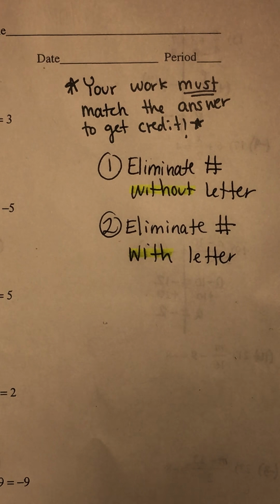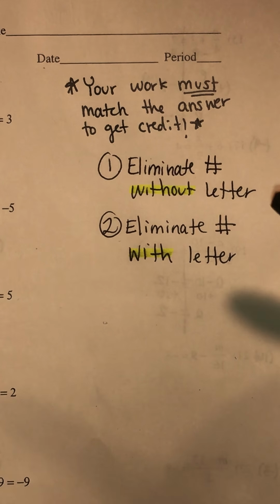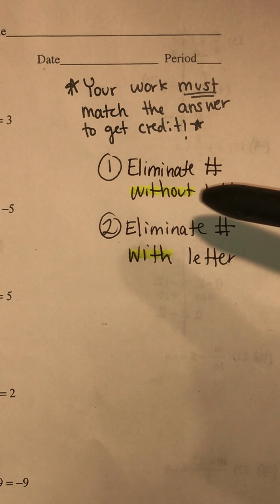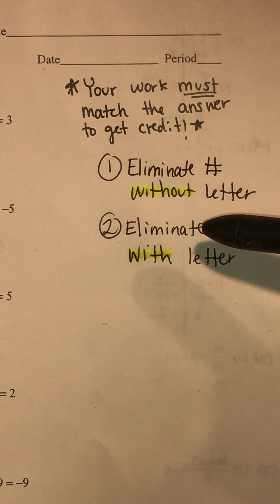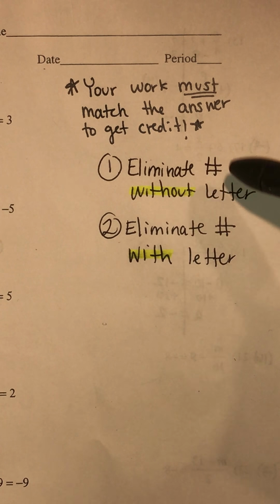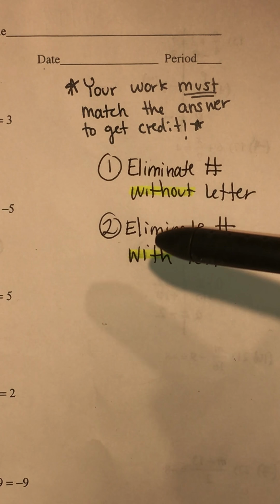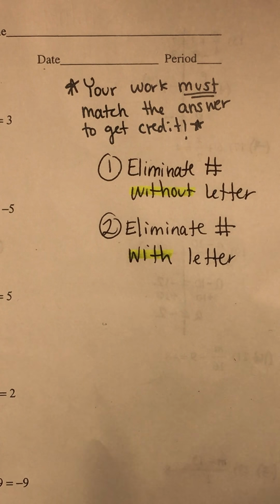When solving two-step equations, it is very important to follow two steps. One is to eliminate the number without the letter. And once you have the first step accomplished, the second step is to eliminate the number with the letter.